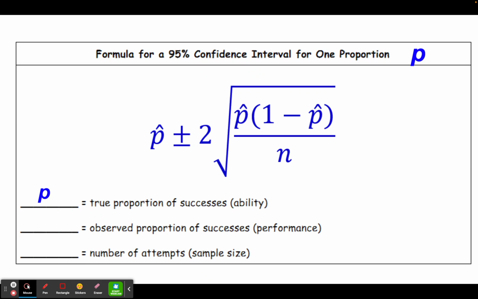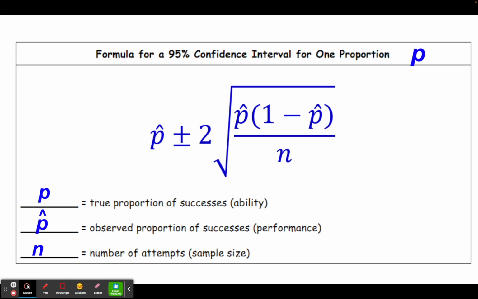You'll also notice in that formula that you have P with a little hat symbol above it. We call that P hat. That is the observed proportion of successes. That's the athlete's performance. So that might be one season, one game, or whatever the information is provided to you in that problem. The other variable given in there is N, which is the number of attempts, and that's your sample size.